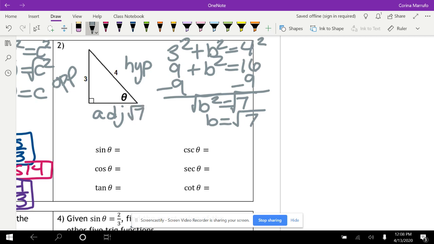Okay, so now we're ready to set up our trig ratios. For sine first, it's going to be our opposite over our hypotenuse. My opposite side we had already said was 3, so it's going to be 3 over 4. And 3 over 4 we can't simplify, so we're going to leave it like that. And then for our reciprocal function, which is cosecant, it is going to be 4 over 3.